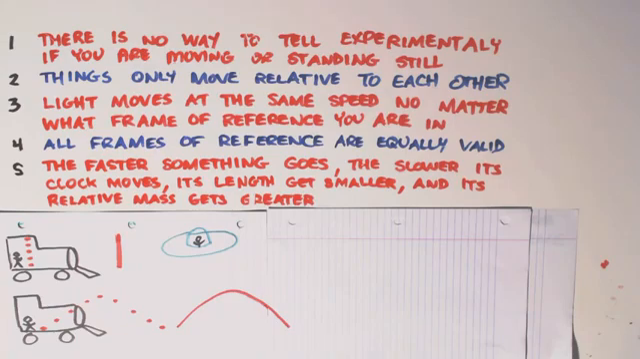Number three, light moves at the same speed no matter what frame of reference you are in. All frames of reference are equally valid, and the faster something goes, the slower its clock moves, the shorter its length gets, and its relative mass gets greater. I'll talk about that first thing.